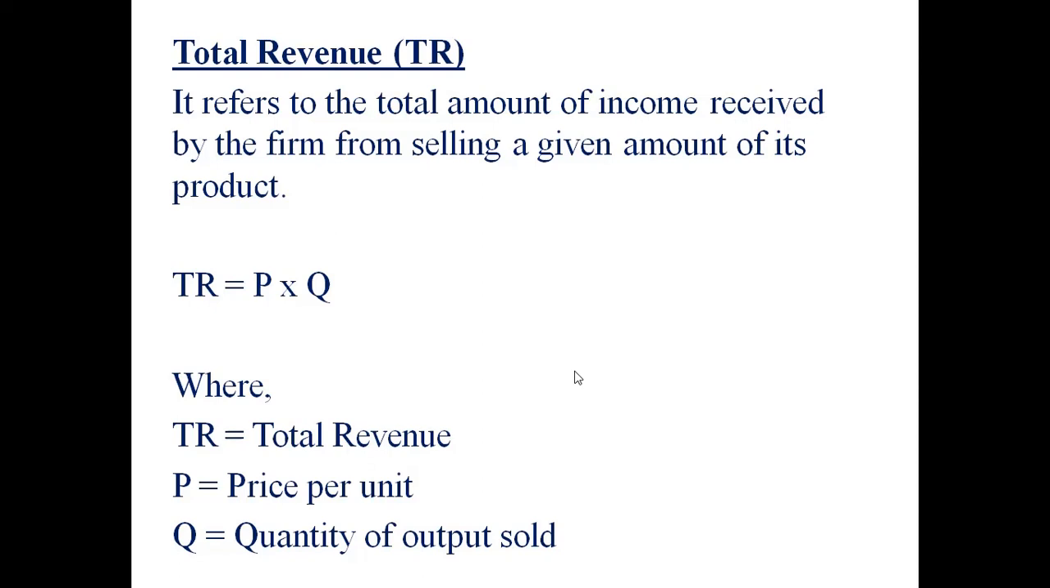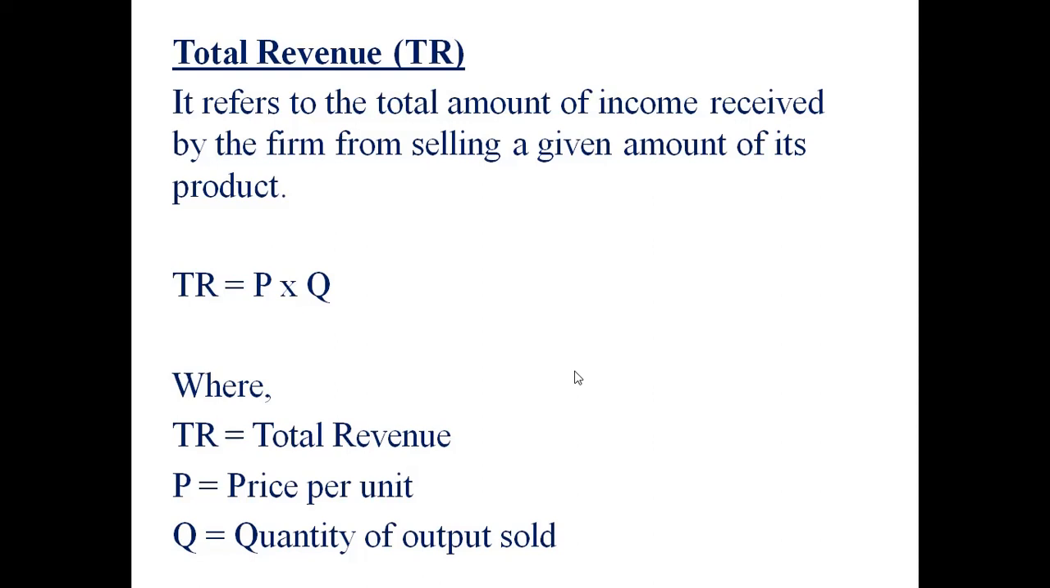For example, in a particular day, a firm sold 600 units of goods. So 600 is the total number of goods sold in just one day. Let us say the price per unit is 10. So 600 into 10 equals 6,000. This 6,000 refers to the total revenue of the firm for a particular day.